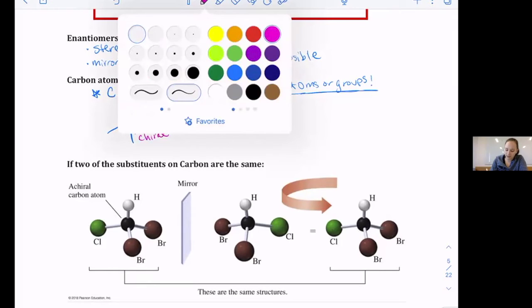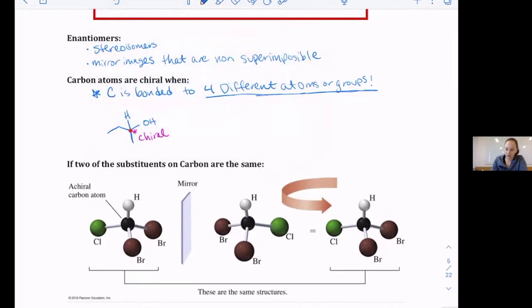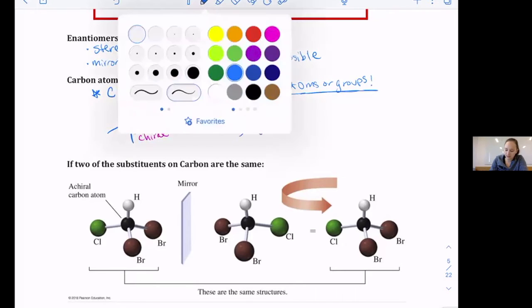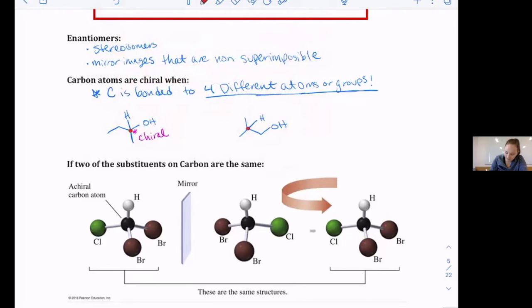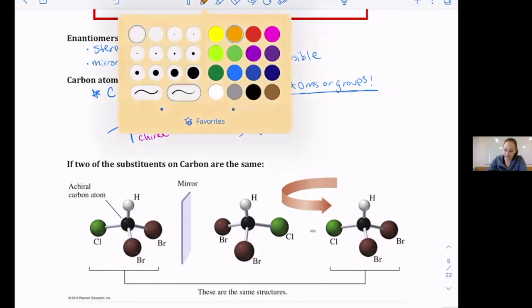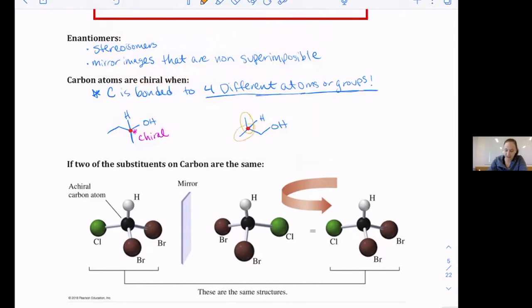However, let's say a molecule where it's not quite as obvious. I'm going to draw our hydrogen in to show. If I look at this carbon here, it looks like it could have four different things on it. However, you notice that there's a hydrogen, a group with an alcohol on it, but then we have two methyl groups. These two groups here are the same. Therefore, it is achiral at that position.